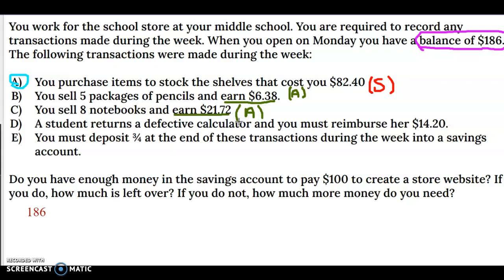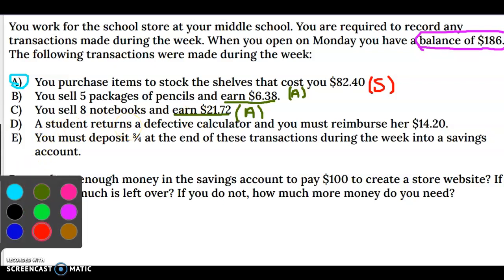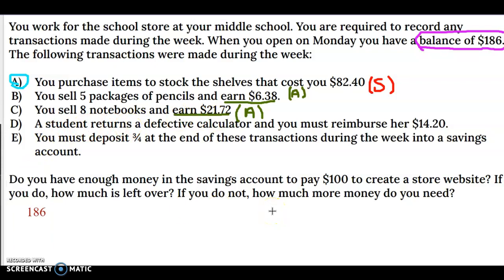Next, letter D says a student returns a defective calculator and you must reimburse her for $14.20. Bummer that it's defective, but if I'm reimbursing her, that means I have to take that money out of the school store and give it back to her when she returns that item. So this is something that is also going to be a subtraction. I know it looks like a 5, but that is an S. Sorry about that.